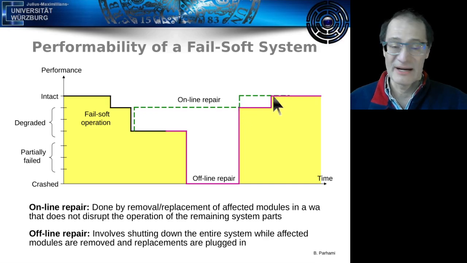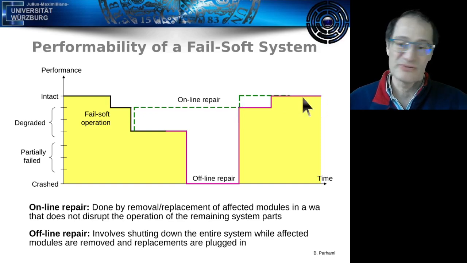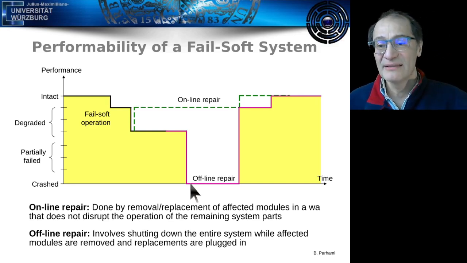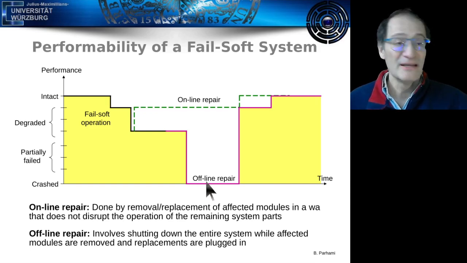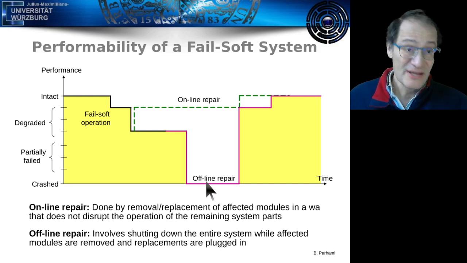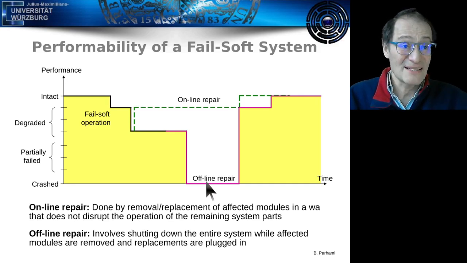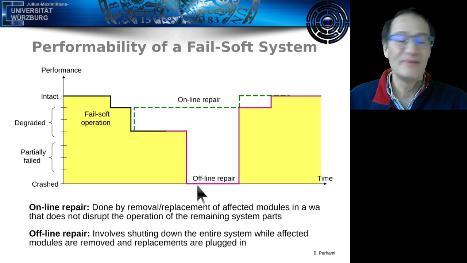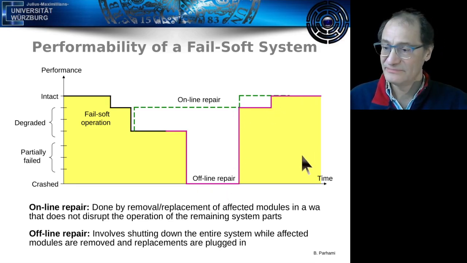We can repair the system and continue with intact operations. Or if we are not able to do this online repair and the failures continue to occur, then the degradation will be higher until we get to the crash situation. And in the crash situation, if we have no accident, maybe we can perform an offline repair. So the system will be stopped after the crash. If we are lucky, we have no accident, the car has stopped, and then we can bring the car to the shop. It will be repaired offline, and then we come back to normal operations. Okay.